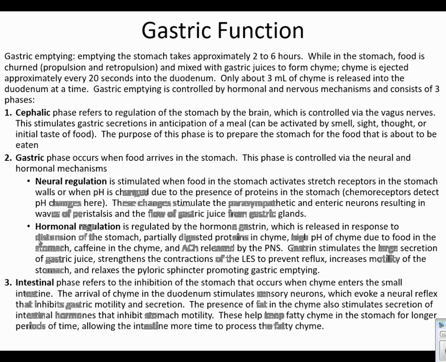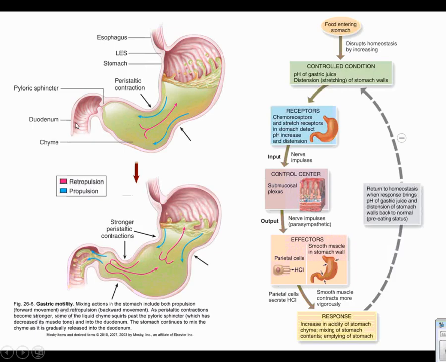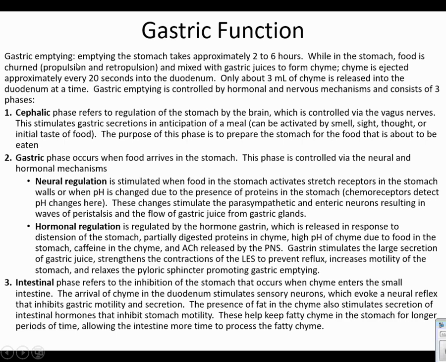As we said, while in our stomach, the food is churned through propulsion and retropulsion to mix the gastric juices with our food to form chyme. We eject chyme every 20 seconds into the duodenum in very small amounts, only about 3 milliliters at a time. The duodenum, by the way, is the beginning of our small intestine. Okay, as you can see here on the next page. We empty our stomach in response to both hormones and nervous mechanisms.